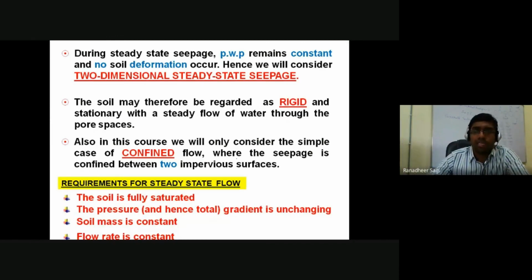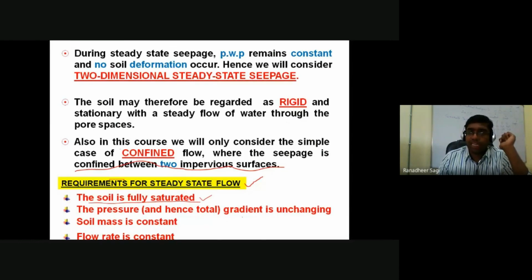Okay, so where the seepage, whatever we are going to be talking about, is confined between two impervious surfaces. Now, what conditions are to be satisfied in order to say that a particular flow taking place is a steady state flow? The soil has to be fully saturated. Only then do we say the subsequent flow condition prevailing there is what we call a steady state flow. Soil has to be fully saturated.